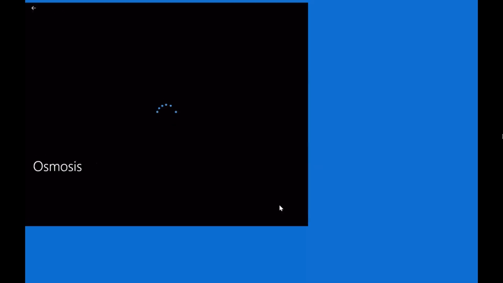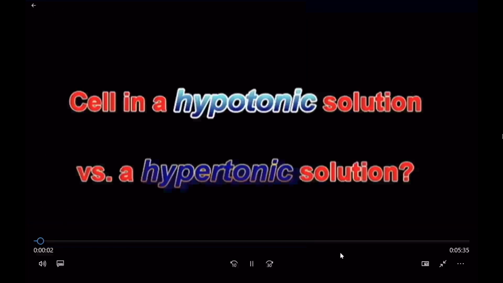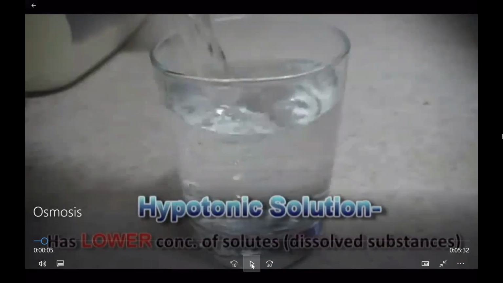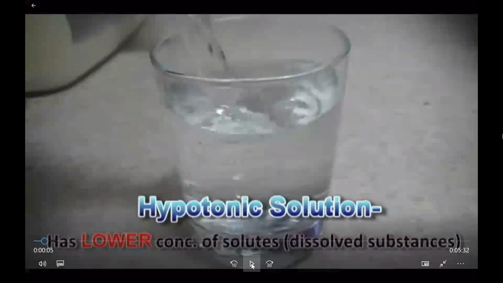What happens to a cell when it's placed in a hypotonic solution versus a hypertonic solution? So the hypotonic solution means that the concentration of the small particles is less. In a hypertonic solution, the concentration of the small particles is high.